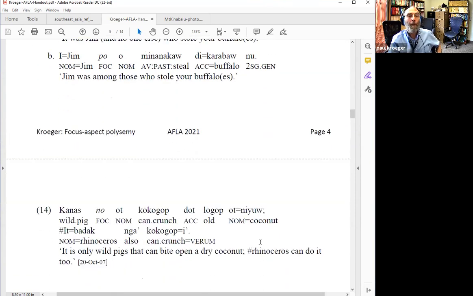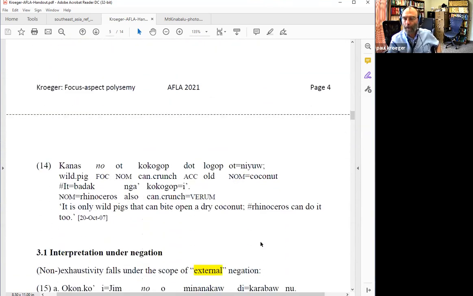And we can demonstrate the exhaustive nature of no by trying to add a continuation, like it's the wild pigs, no, that can crunch open these coconuts. And in fact, the rhinoceros can do it too, right? So that's unacceptable. It would be like saying it's only wild pigs who can do this, but the rhinoceros can too, right? There's a contradiction there.